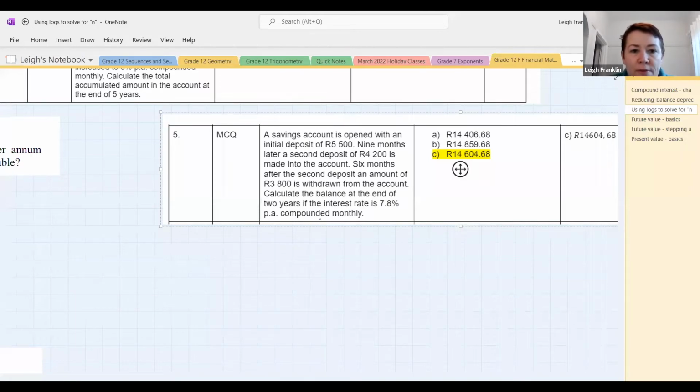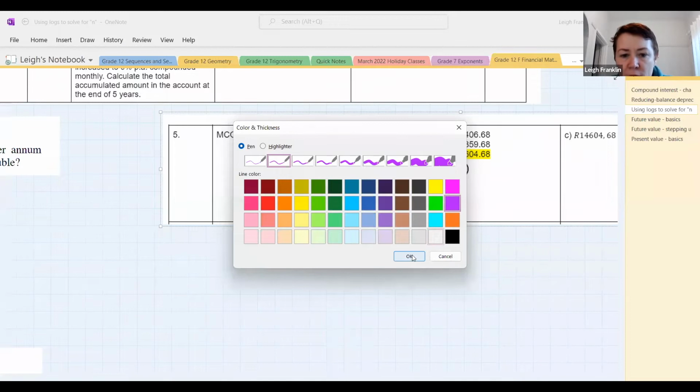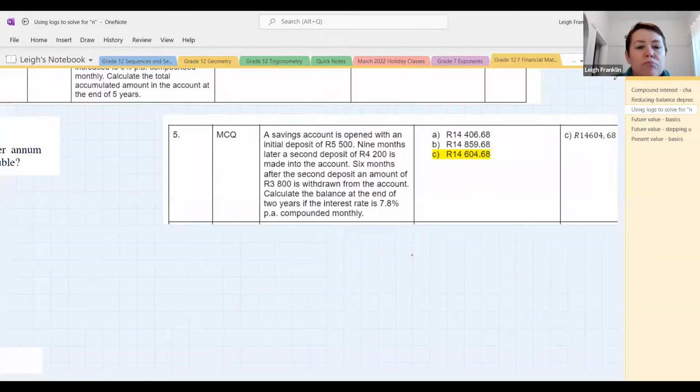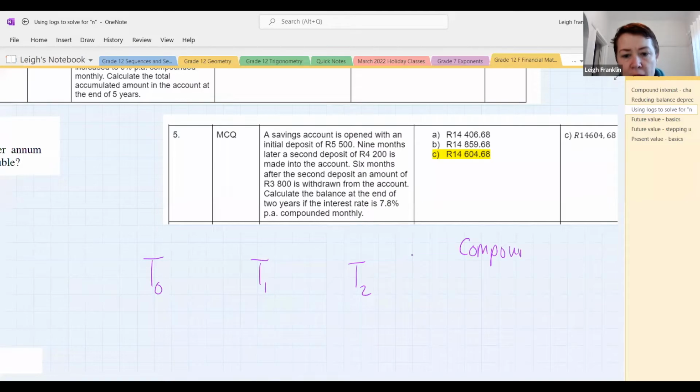Okay, so the first thing that you need to do is decide what formula you're going to use. In this case, it's going to be what? What formula are we using? It's got to be compound interest. Okay, so what they're asking us to do is calculate the value of A, once all these amounts of money have either been deposited and withdrawn, etc.